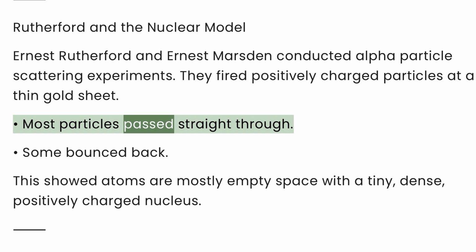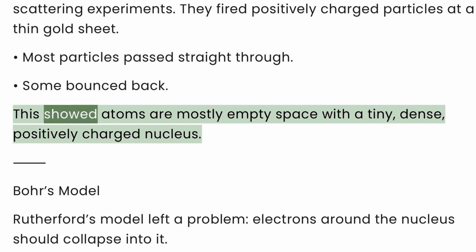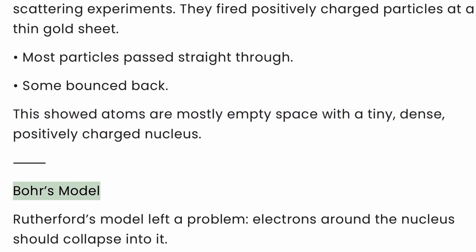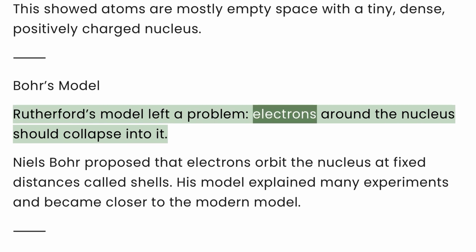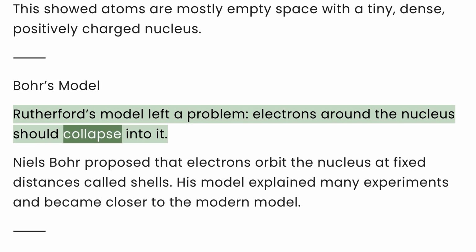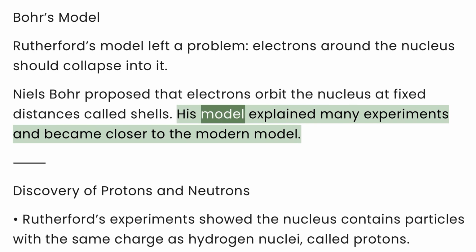Most particles passed straight through. Some bounced back. This showed atoms are mostly empty space with a tiny, dense, positively charged nucleus. Bohr's model. Rutherford's model left a problem. Electrons around the nucleus should collapse into it. Niels Bohr proposed that electrons orbit the nucleus at fixed distances called shells. His model explained many experiments and became closer to the modern model.